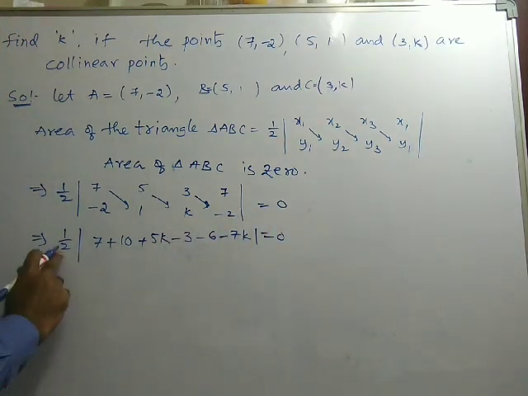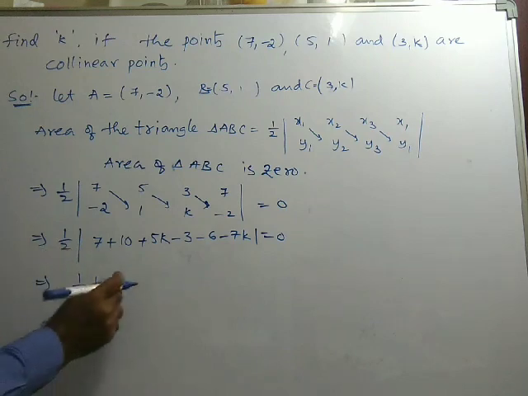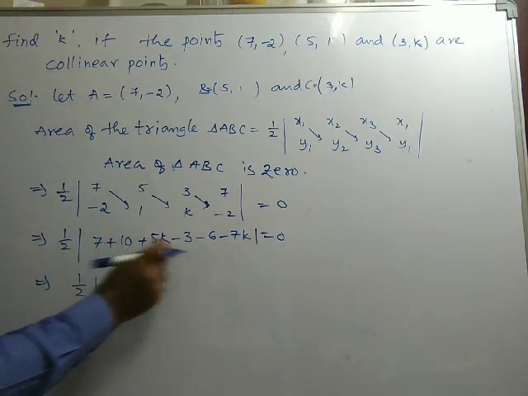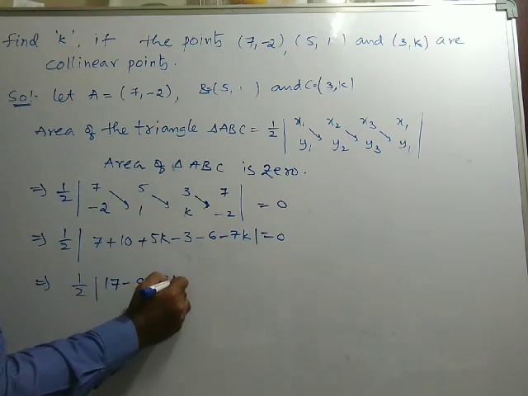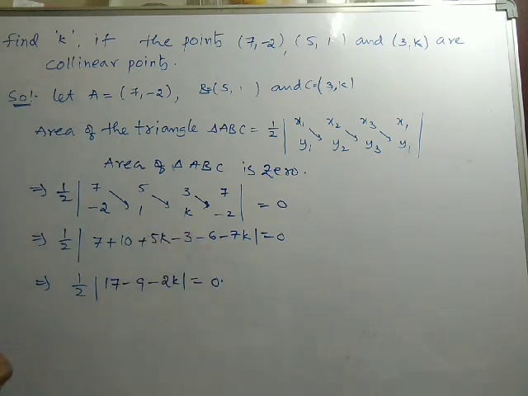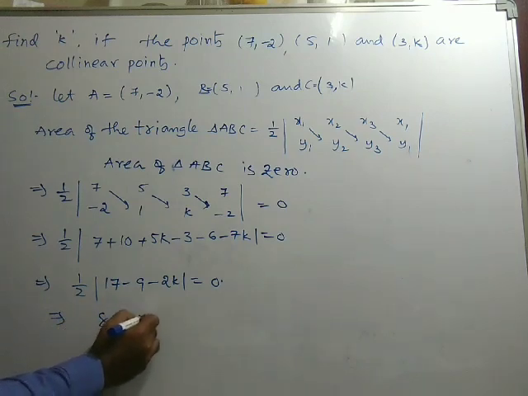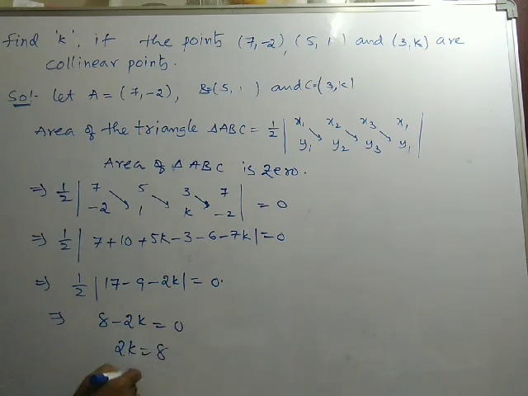So that is equal to half modulus of 5 plus 10, 17, minus 9. So this is 17 minus 9 and minus 2k, which equals 0. Okay, so 17 minus 9, which is 8, minus 2k equals 0. Then 2k equals 8, hence k equals 4.